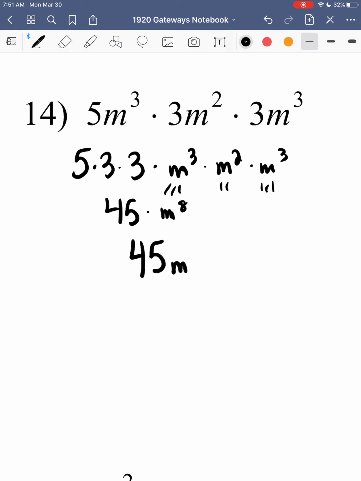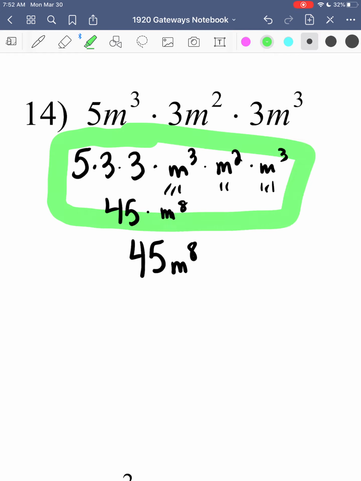Okay, so it'd be 45, sorry for the sloppy writing, m to the 8th. Does it matter what order you write them in? No. Is it necessary to even write all of this stuff out? It's not necessary, but if you ever get totally stuck, think of it that way. Think of how many m's you have.